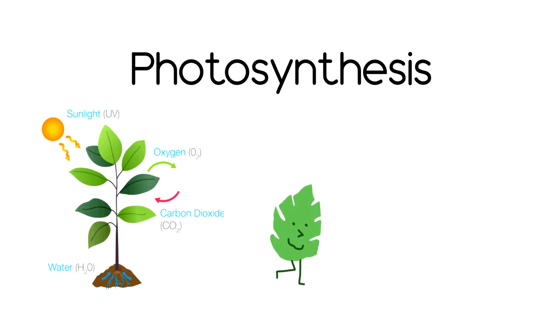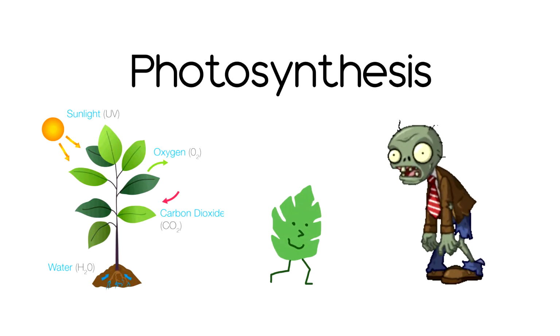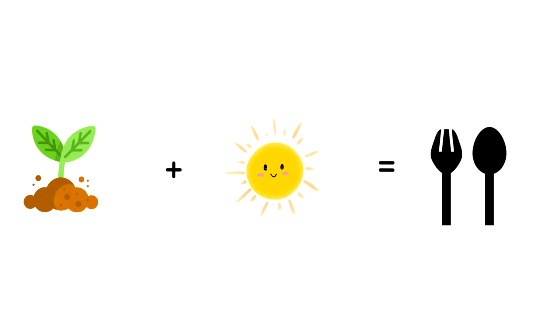Hi, my name is Robbie, and today we'll be talking about photosynthesis, what it is, what it does, and why it's important. Photosynthesis generally is a process that green plants use to capture energy from the sun and convert it into food.